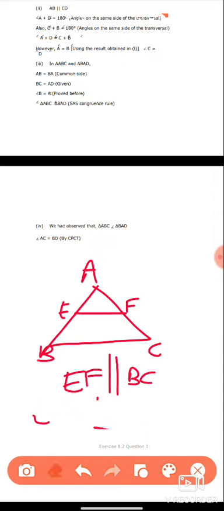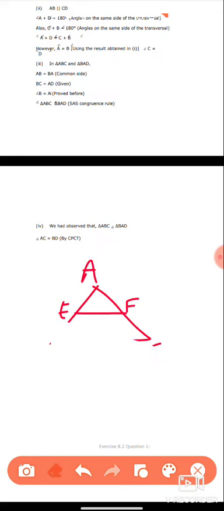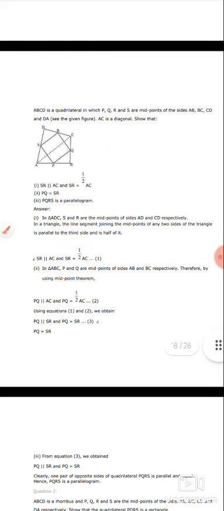Now first, question number 1 of exercise 8.2. ABCD is a quadrilateral in which P, Q, R and S are the midpoints of the sides AB, BC, CD and AD, and AC is a diagonal. You have to show that SR is parallel to AC, SR is equal to half of AC, PQ is equal to SR, and PQRS is a parallelogram. You have to show these things.